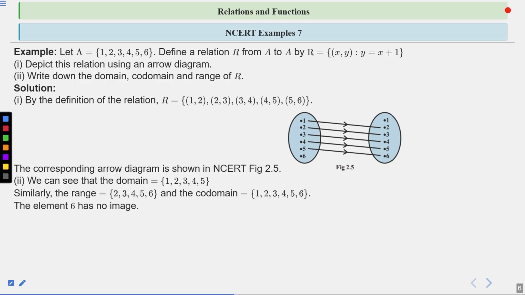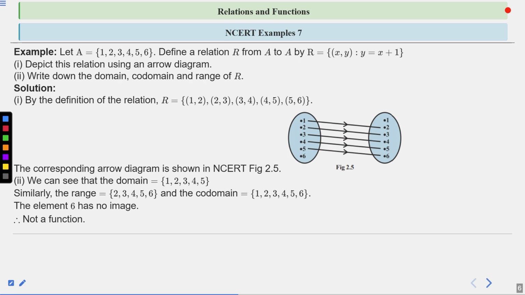Now the element 6 has no image. As we just saw, what do we mean by image? What do we mean by pre-image? In this context, if you see, say, 2, 2 is the image of what element? 1. Yes? Or you can say, do we have any image of 6? No. There is no image for element 6. Clear? So no image for this element 6. Is it clear?